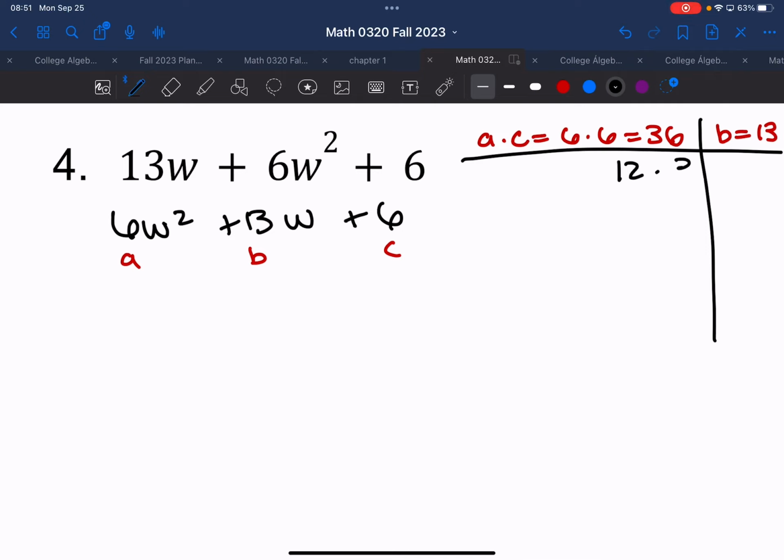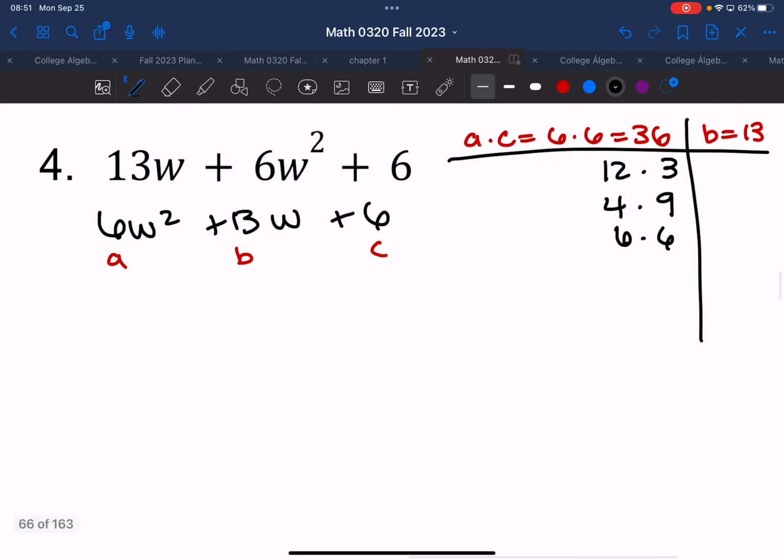12 times 3. What else? 4 times 9. And of course that's 6 times 6, that in the beginning. And let's just go ahead and leave it as those because I see my answer already in there.